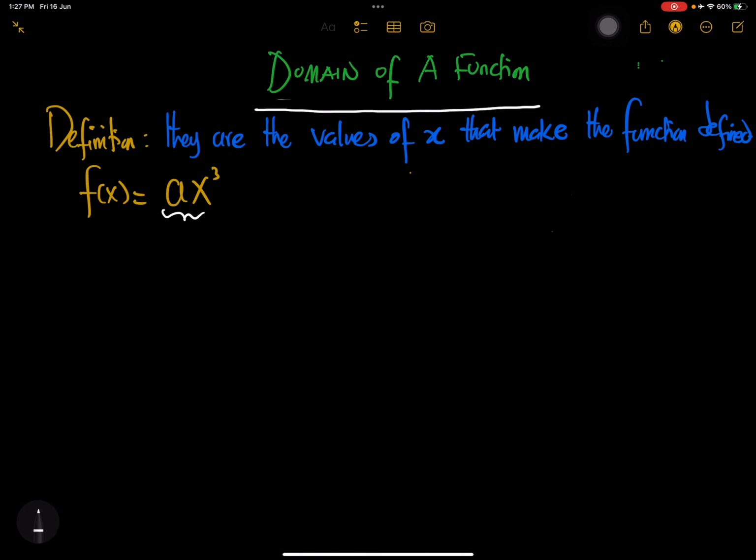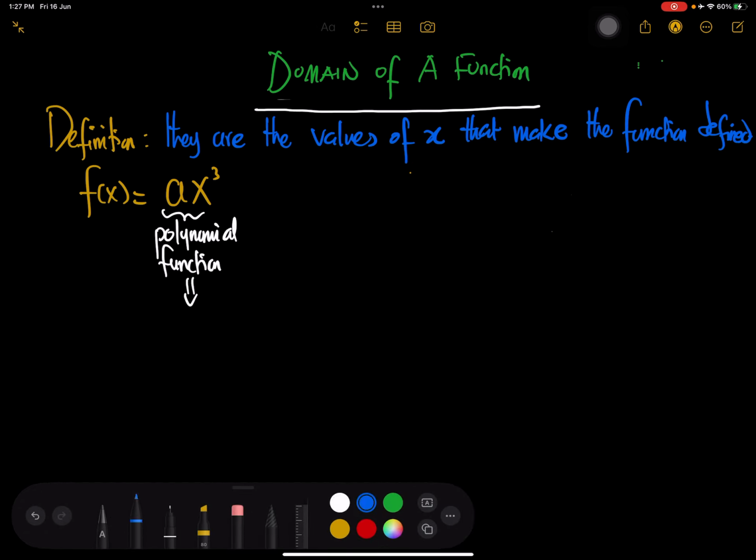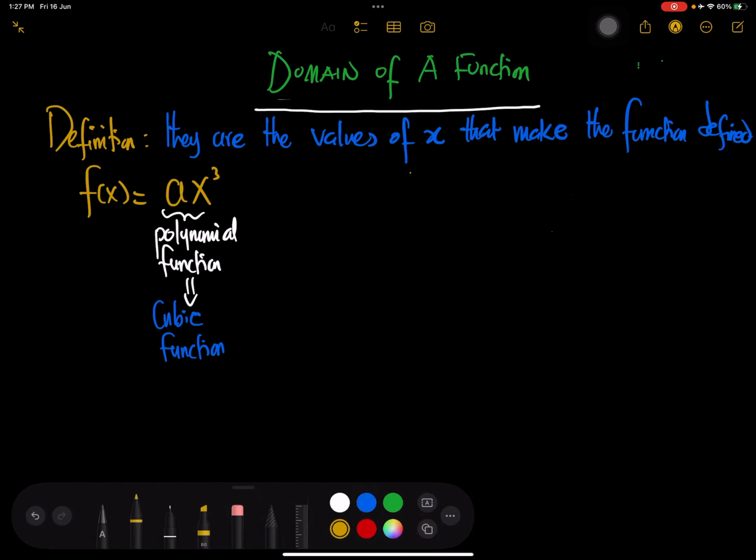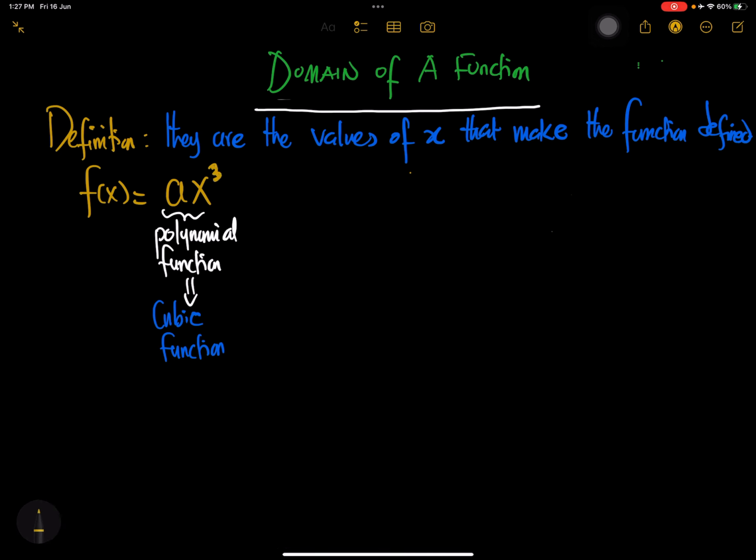We know for sure this is a polynomial function. But what type of polynomial function is this? It's a cubic function. Why do we say it's a cubic function? Because the degree on the x is 3. So it's cubic. And it's a function because of this expression f of x. That's what makes it a function. And it's a polynomial function or a cubic function.